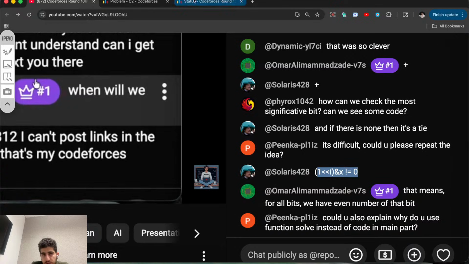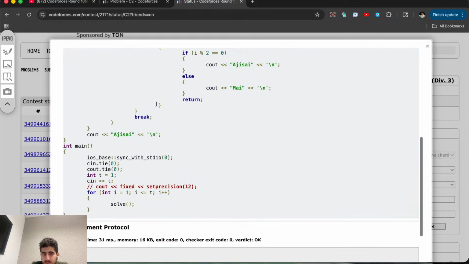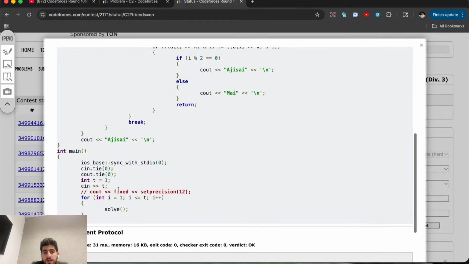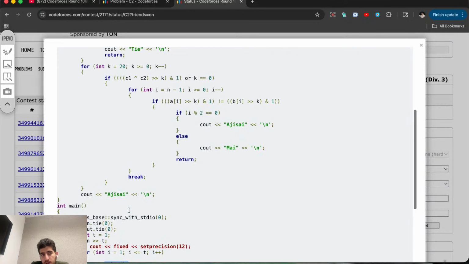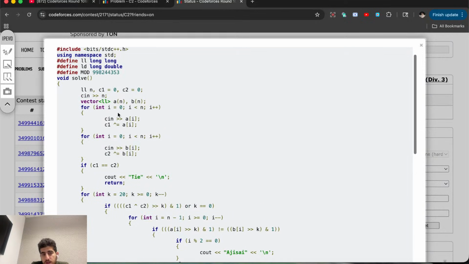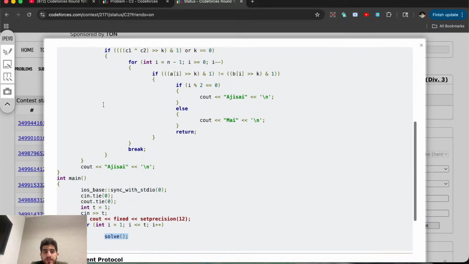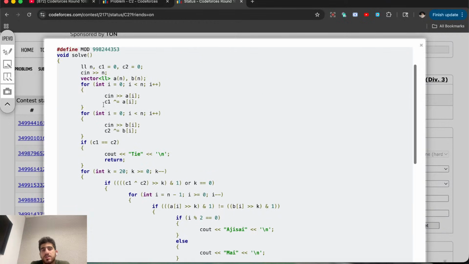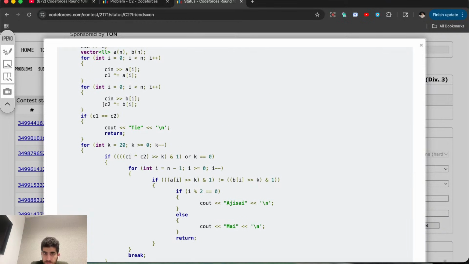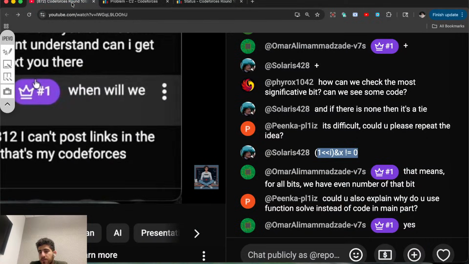Why does he use function solve? This is not my code, but the main reason he uses function solve is that we have several test cases, and for each test case he's calling this function solve. Because it will be repeated t times, he will call the function t times. Okay, that's one way of coding it.